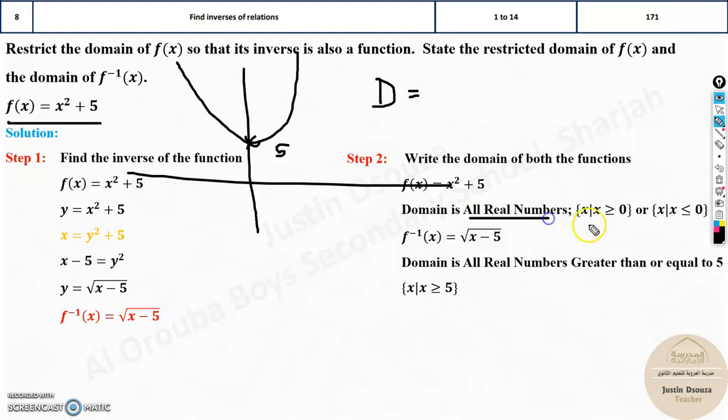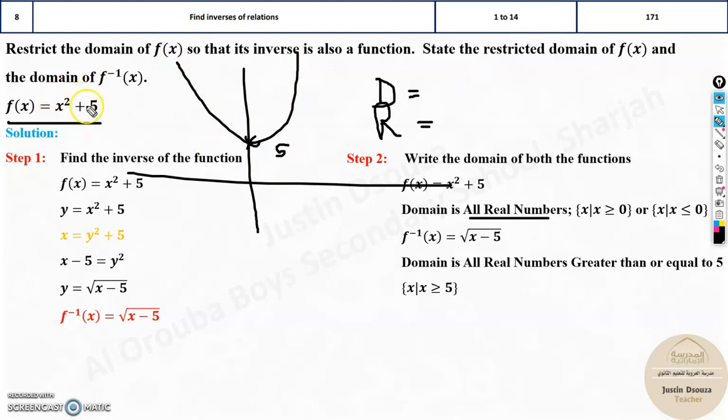Okay, all real numbers. That is, x greater than or equal to 0 or less than or equal to 0. I'll tell you why it's written like this in a while. But domain, it's simple. If it's a parabola, it's very easy. Or if it's a linear function, cubic, always it's all real numbers. But what about the range? Now this range is an important part. Here, since you know it's plus 5, it's all the values greater than or equal to 5.